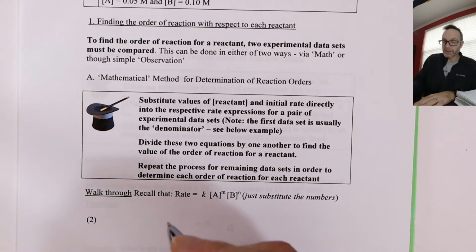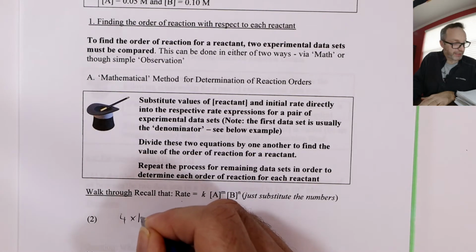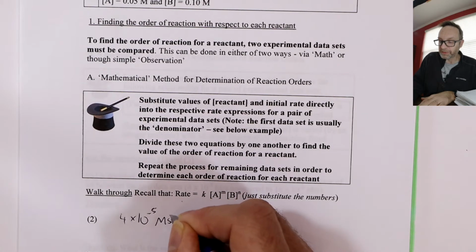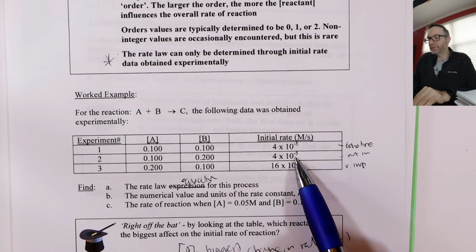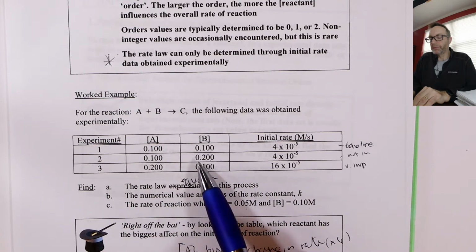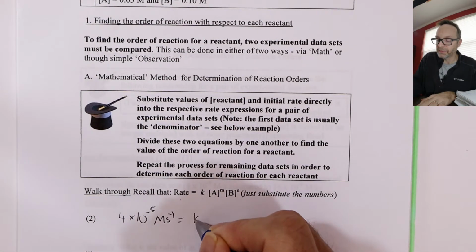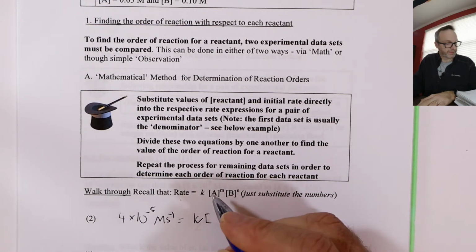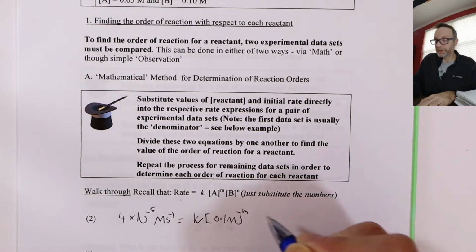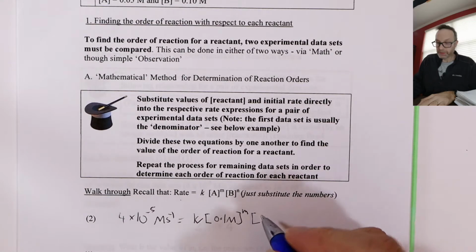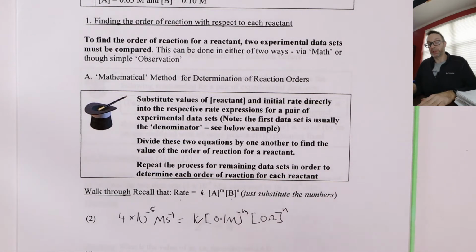So number 2, the rate, right, is 4 times 10 to the minus 5 moles per liter per second, all right? The rate for number 2, 4 times 10 to the minus 5 moles per liter per second. And 0.1 and 0.2 for A and B, I'll put those in, right? Equals K, we'll figure out K later. A was 0.1 mole per liter raised to its power, right, times 0.2 for B raised to its power. Okay, fair enough, right?